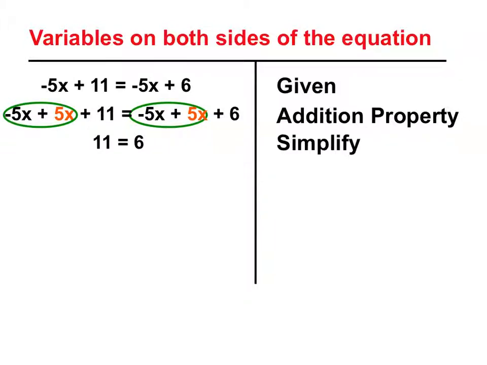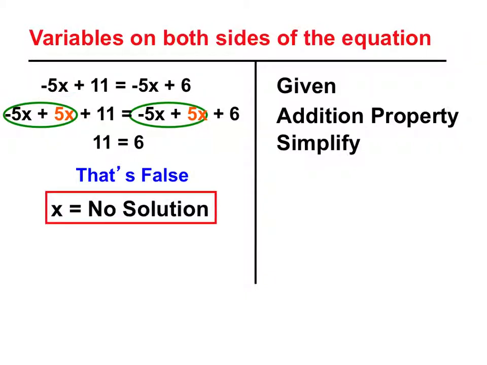No. That's false. So what happens when all the variables are eliminated and you're just left with a number that doesn't equal the other number? That's said that there is no solution for x. It means that there is no answer for x that's going to allow this to be true. Okay? All right, what's the other thing that could happen?